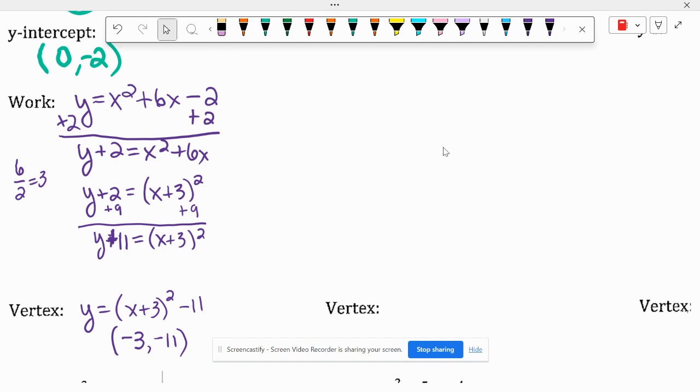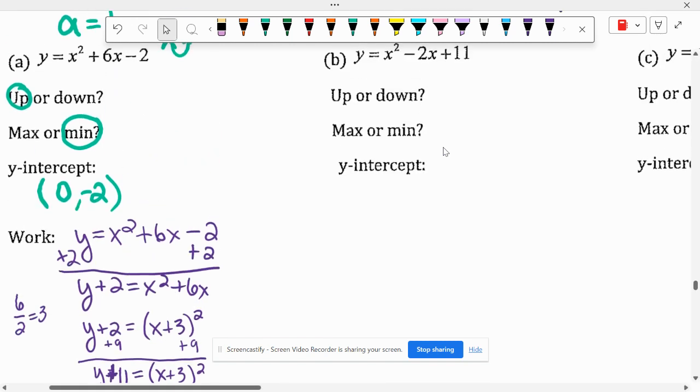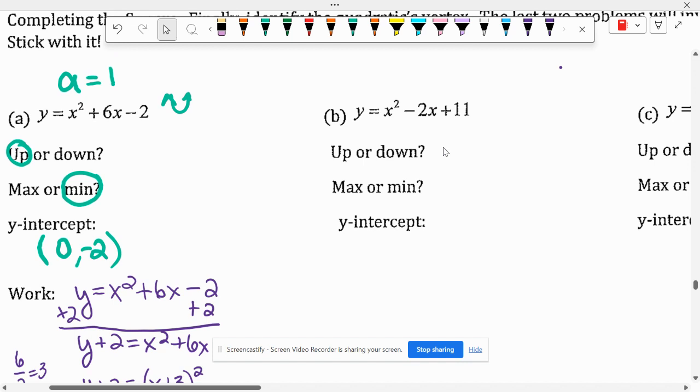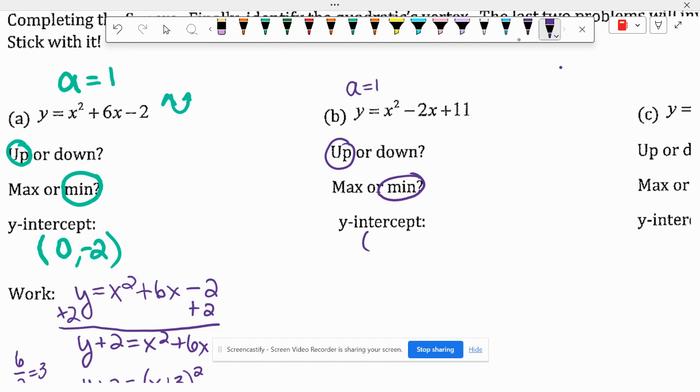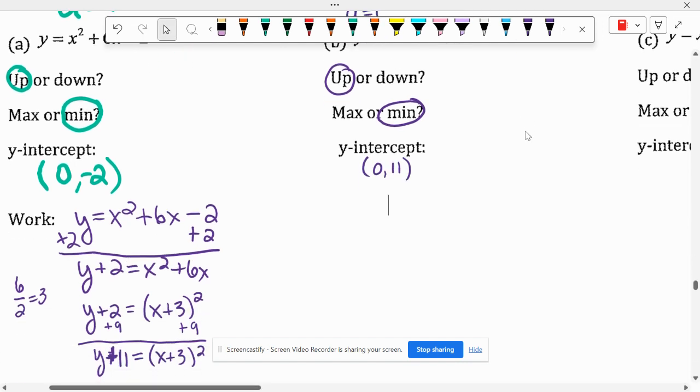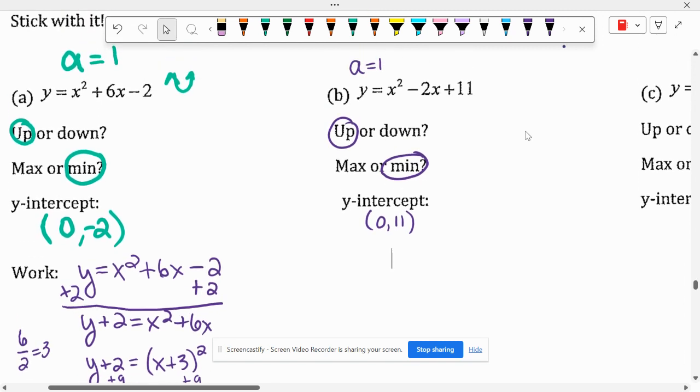All right, I'm going to go into the next one. Next one, B: y equals x squared minus 2x plus 11. Is this going to open up or down? How do you know? Yeah, a is 1, so it's going to open up, which means it has a minimum. What is my y-intercept? 0, 11. All right, are you guys okay with us just visually moving that plus 11 to the other side by subtracting it? Can we do that without showing that step?